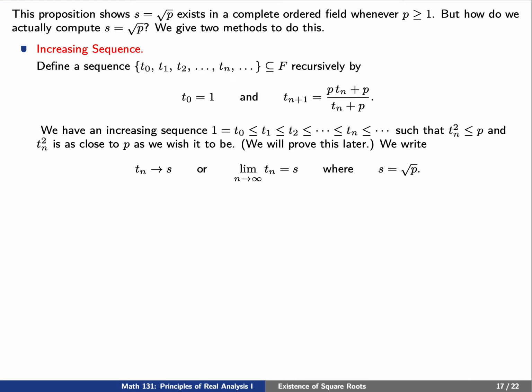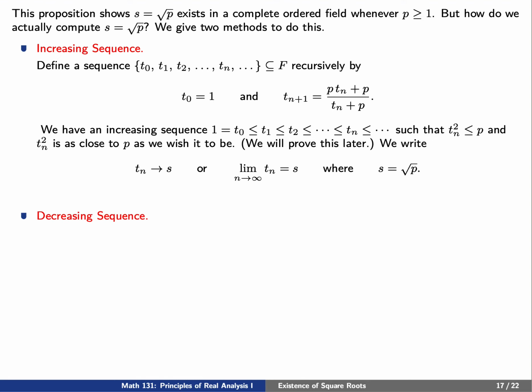To this effect, we will write t sub n approaches s, or we'll write the limit as n increases without bound of t sub n equals s, where s, of course, is our least upper bound, in this case, the square root of p.